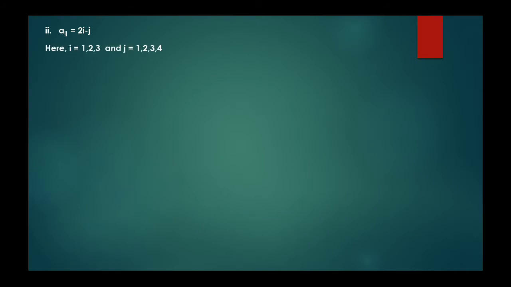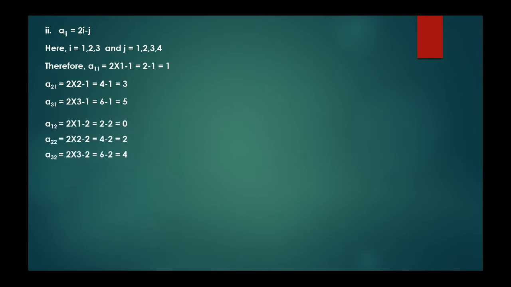Here i is 1, 2, 3 and j is 1, 2, 3, 4. We solve for A11, A21 and A31, that's the first column. I'm solving it column-wise so that it's easy for my substitution. Since it's 2i minus j, that is 2 into 1 minus 1, so A11 is 1. Then similarly A21 is 3, A31 is 5. A12 is 0, A22 is 2, A32 is 4, A13 is minus 1, A23 is 1, A33 is 3.